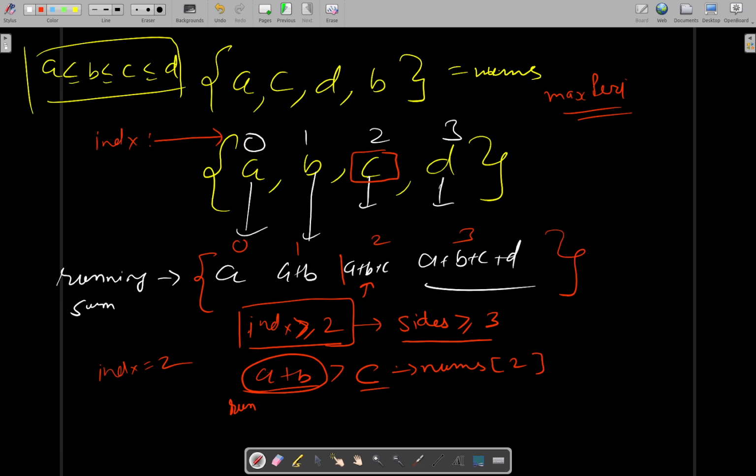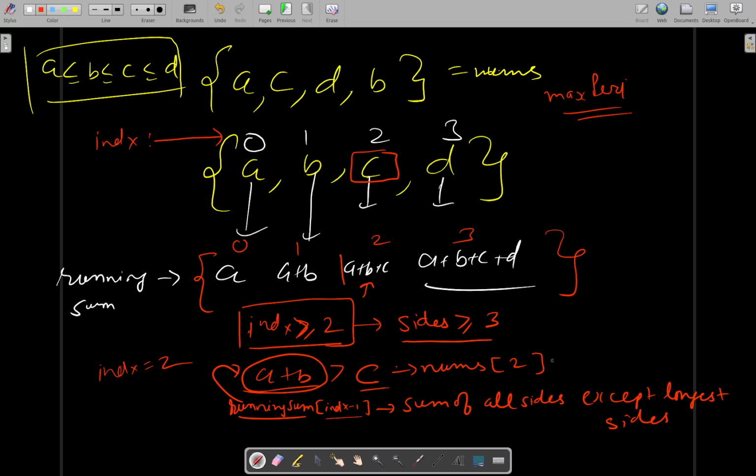running sum at index minus 1, just one index previous. That will give us the sum of all of the sides other than the longest side that is there. So this will be the sum of all sides except the longest side. So this will be this value.